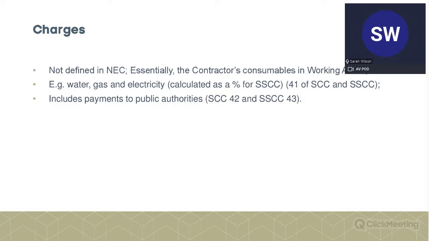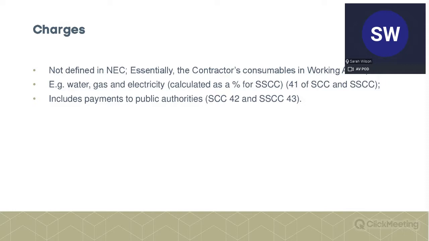So next on to this miscellaneous section, which is called charges. So this is section 4, which is why you'll see we've got references to 41, 42, 43. If you think of them as 4.1, 4.2, 4.3, I think it's a little bit clearer. Now, charges, helpfully, is not defined under NEC, although it's sort of the least clear of all of these categories. But how I think of it is it's the consumables that the contractor uses in the working area. So it covers water, gas if it's used, electricity.